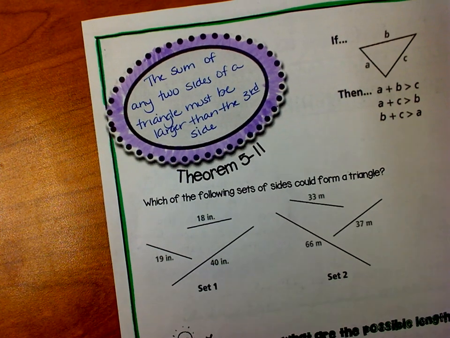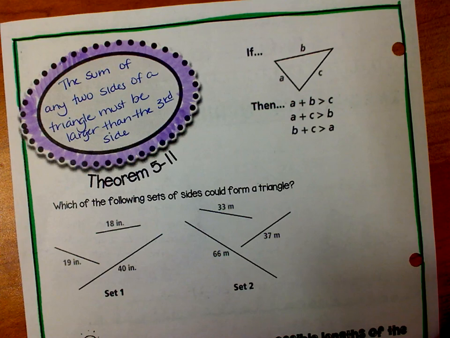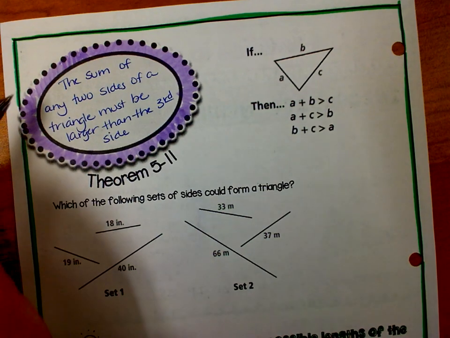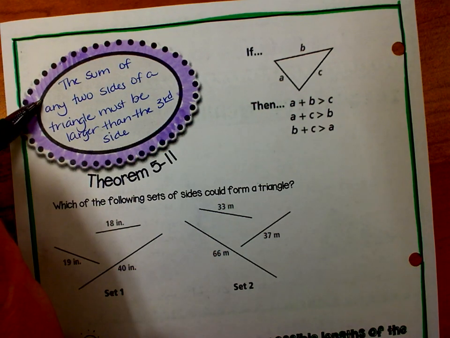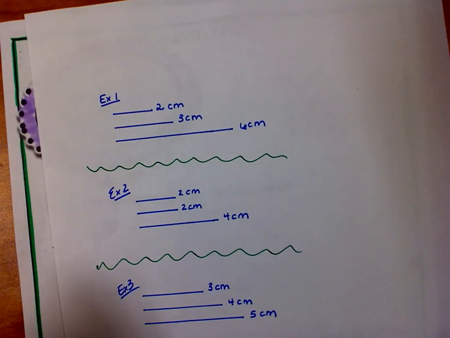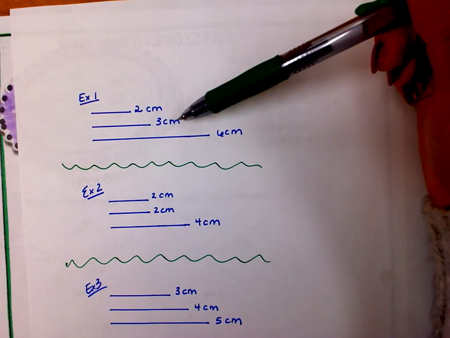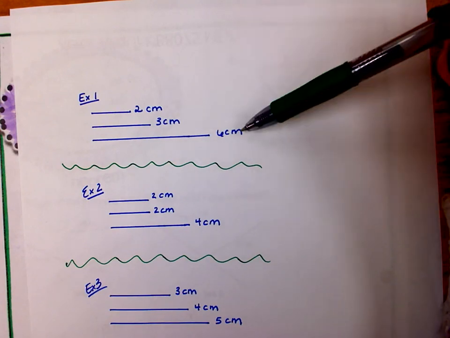Theorem 5.11 speaks to triangle inequalities. It says the sum of any two sides of a triangle must be larger than the third side. Look at the following possible triangles. In the first example, one side is 2 centimeters, one side is 3 centimeters, and one side is 6 centimeters.